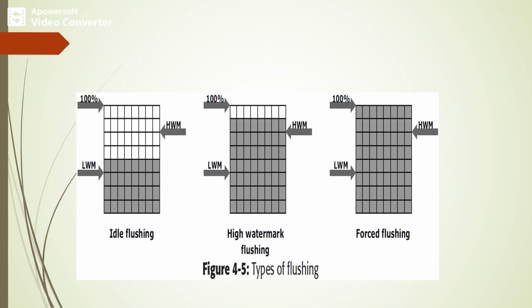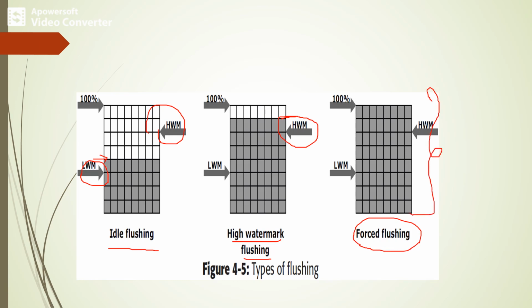In the diagram we can observe that in ideal flushing, the cache utilization level is between high as well as low watermark level. The second one is high watermark flushing, which applies whenever the cache utilization level hits the high watermark level. Forced flushing applies whenever the cache is 100% full. By that time the data needs to be forcibly copied from the cache into the disk.